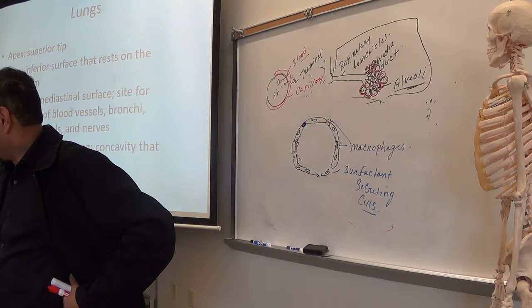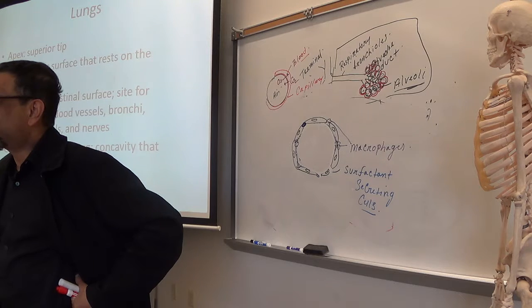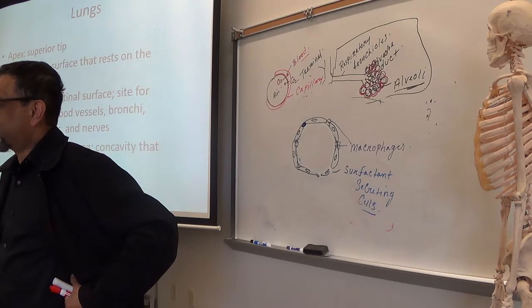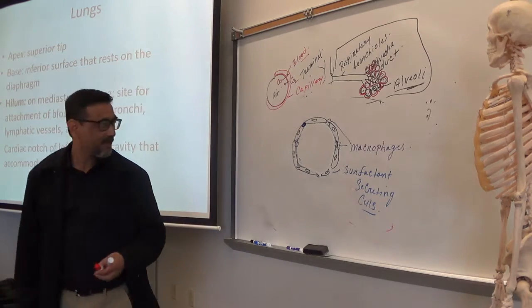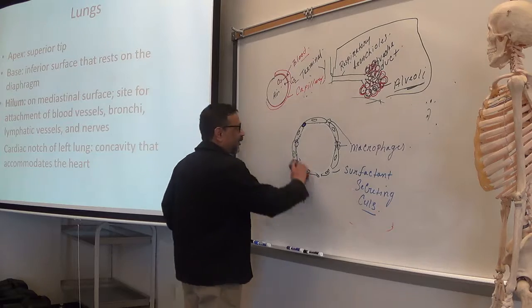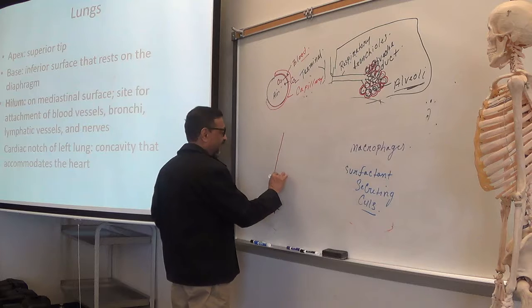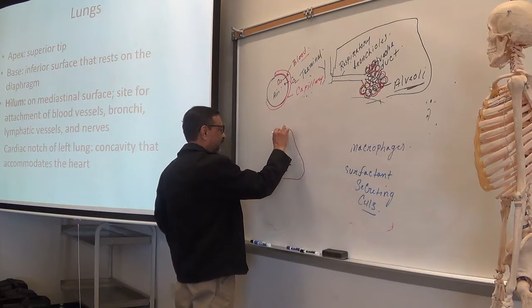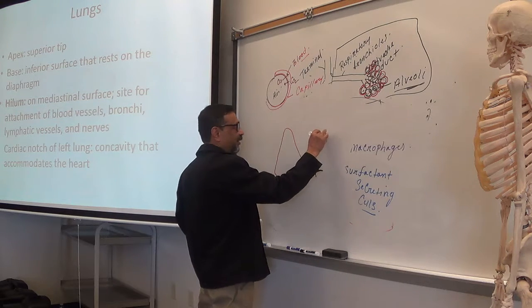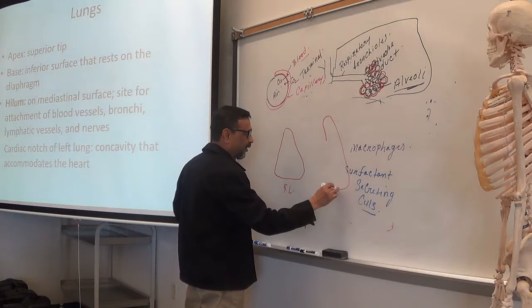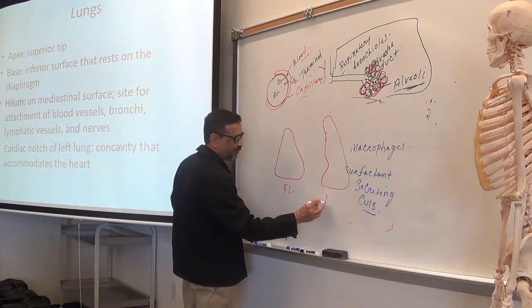So you have right and left lungs, right? They are different. Structurally, they are not exactly the same. What are the differences between right and left lungs? If you see, the right lung is short and broad. So this is the right lung. The left lung is long and narrow, like this. So this is the left lung.